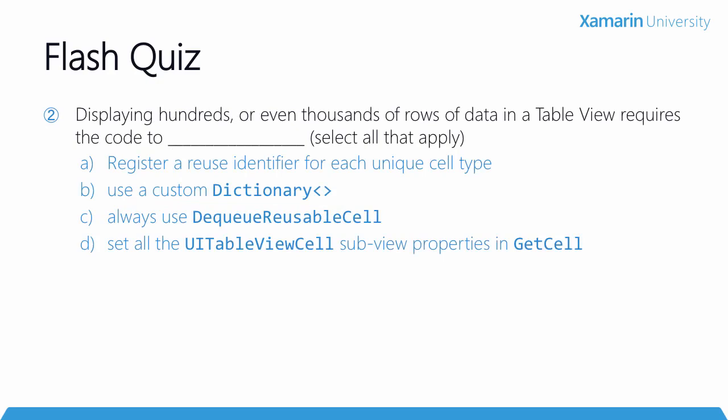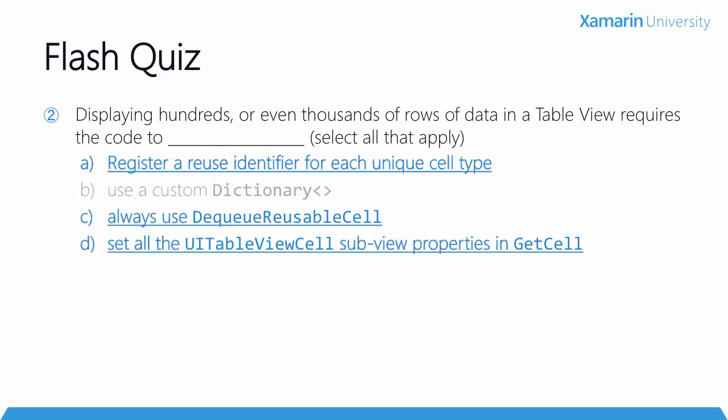Question number 2. Displaying hundreds or even thousands of rows in a table view requires the code to A. Register a reuse identifier for each unique cell type, B. Use a custom dictionary, C. Always use DQ reusable cell, and or D. Set all the UI TableView cell subview properties in getCell. And the answer is A, C, and D.